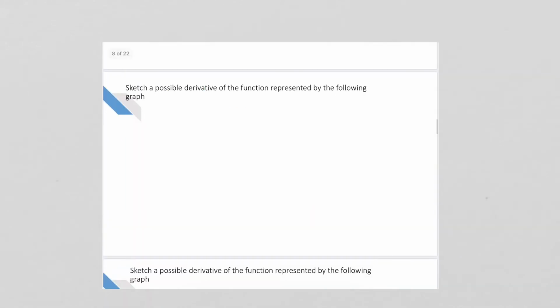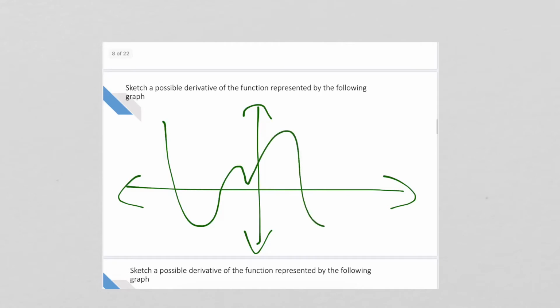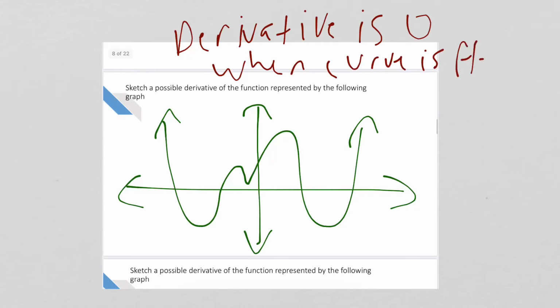And now we are going to sketch a derivative given a function. So if I have a curve that looks something like this, and I want to sketch the derivative of this function, the first thing I need to do is recognize everywhere where the derivative will be 0. The derivative is 0 when the curve is flat.